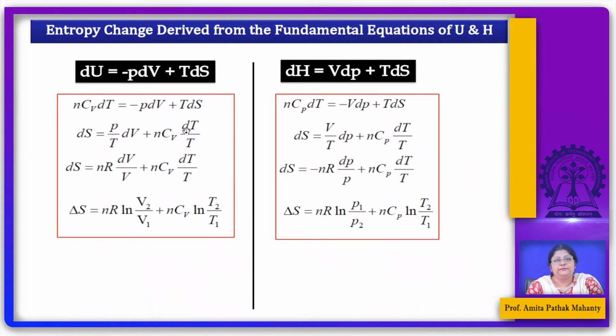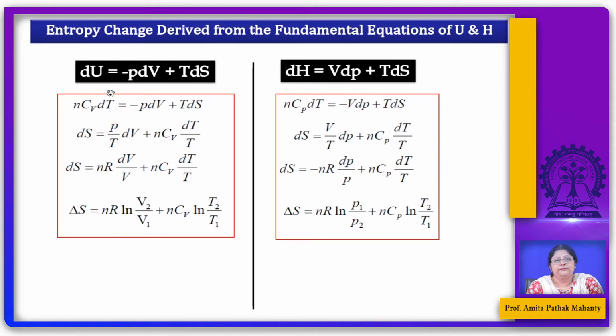Divide throughout by T, what do you get? Take it to this side. So P by T into dV plus nCv dT by T. So if you want to find out the change, you have P by T replaced by nR by V. So you can write this as a change in V2 by V1, and this as a change in T2 by T1.